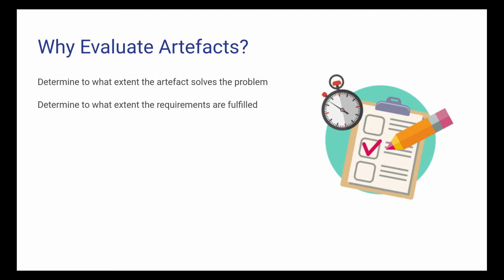Here are the two basic goals for any evaluation. First, we should determine to what extent the artifact solves the problem. And typically this is the explicated problem, but sometimes we also go back to the original problem and check to what extent that one has been solved. Furthermore, we almost always also look into the requirements and determine to what extent they have been fulfilled.